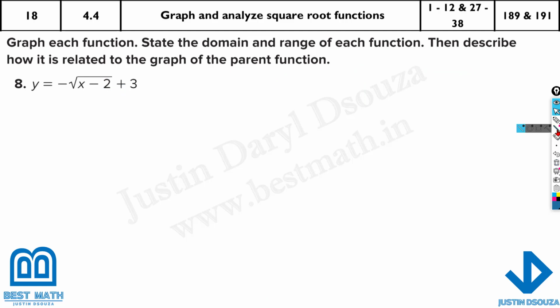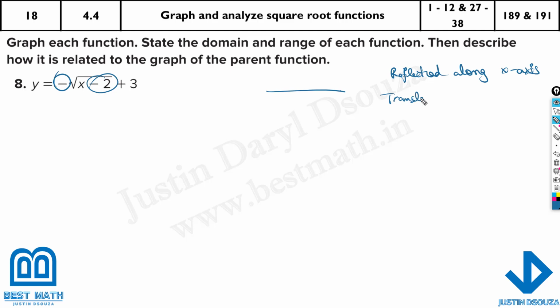Let's look into one more problem. I'll tell you directly now. First thing, minus, so reflected along the x-axis. You can write it in your own words. Next, I'll write this minus 2, translated. Now minus means plus, 2 units right, because if this is 0, it'll be 1, 2 over here. Why? The domain is x greater than or equal to positive 2.